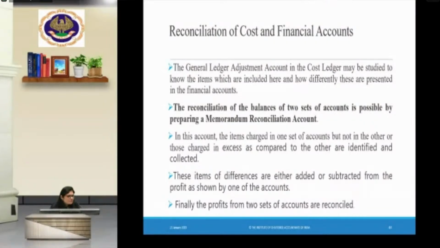Waiting for the answer. Alok, you can do the entry of costing profit or loss account. It's just the transfer. Costing profit or loss account, the entry is just transferred.